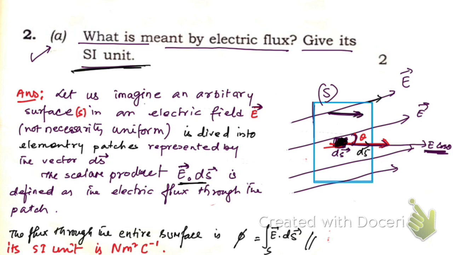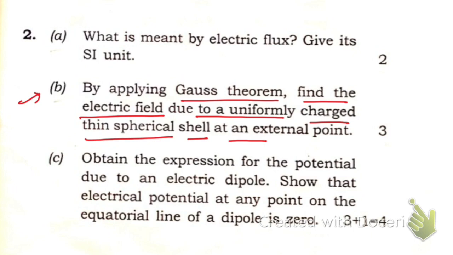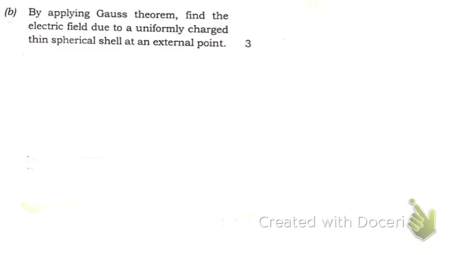So now let's move on to the next question. Our next question is, by applying Gauss theorem, find the electric field due to a uniformly charged thin spherical shell at an external point. That means the point should be outside the spherical shell.